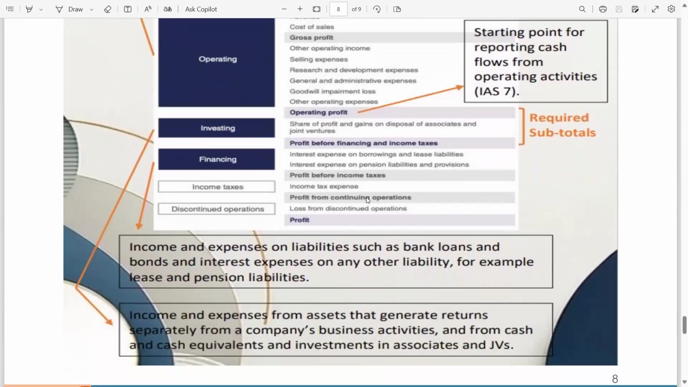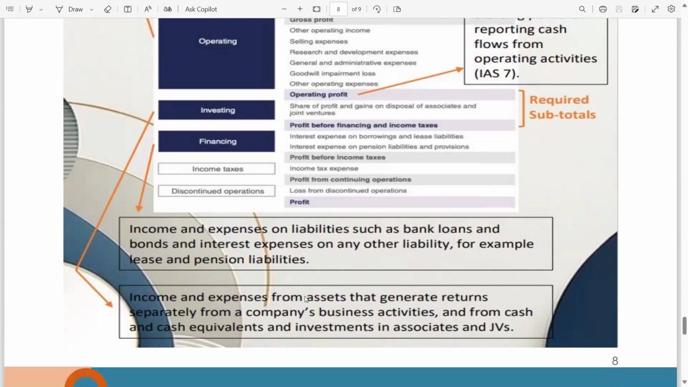Now PBIT, profit before income and taxes. These are the main categories. Then we have income taxes. After that, we have profit from continuing operations, loss from discontinued operations. It could be any, depending on the condition. Now for the financing, we have income and expenses on liabilities such as bank loans, overdrafts and bonds, and interest expenses on any other liability, for example, lease and pension liabilities. Means any income or expense on the liabilities or on the debts will come under the financing.